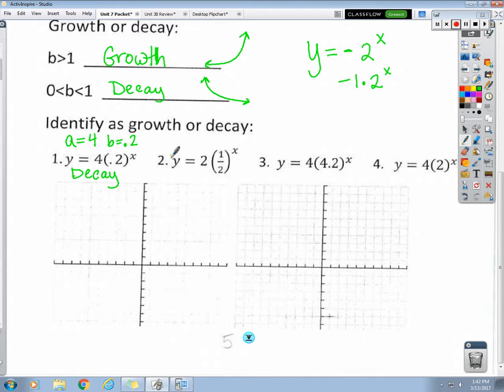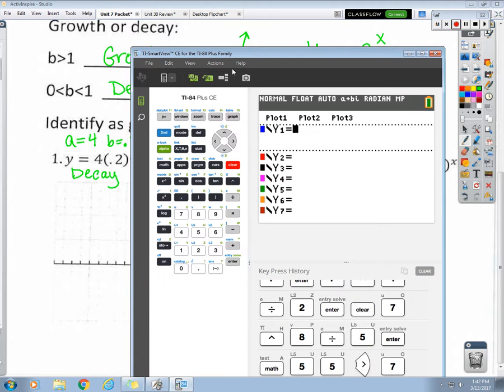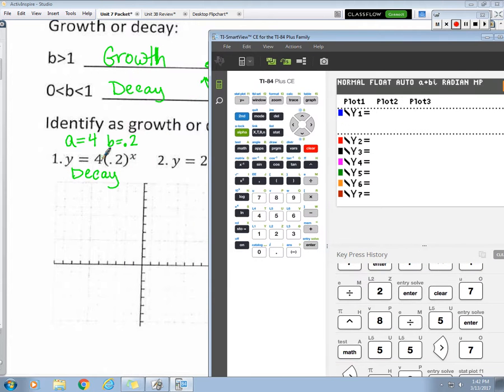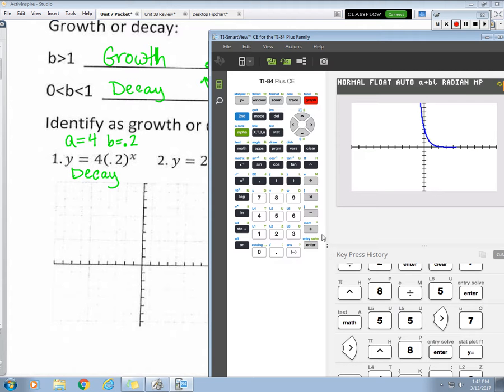Okay, now we're going to graph it. So in your calculator, you'll go to y equals, clear out anything that's in there, and then you just type in what you see. 4 parenthesis 0.2 parenthesis raised to the x power. Once you have it typed in correctly, you'll hit graph. And see how from left to right it's going down? That's because it's a decay.